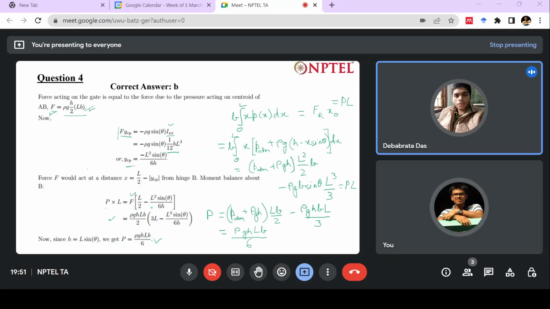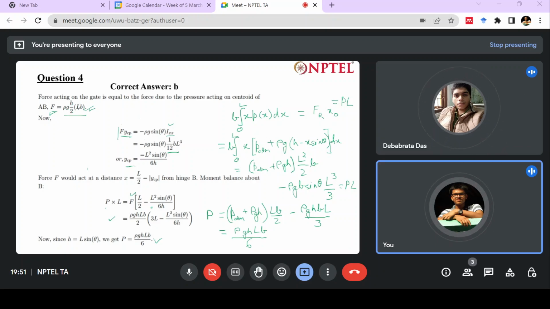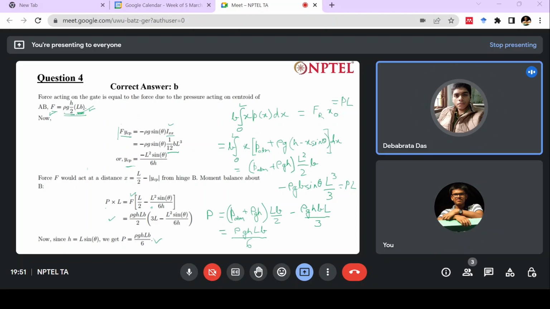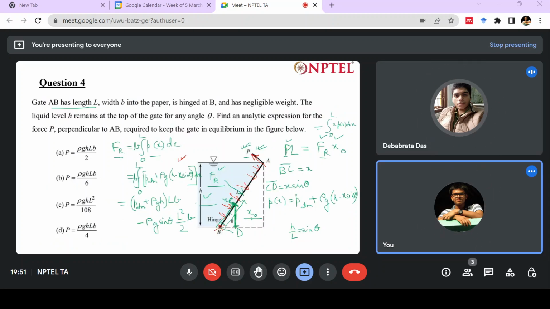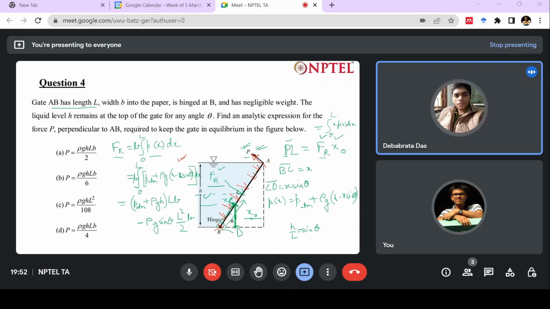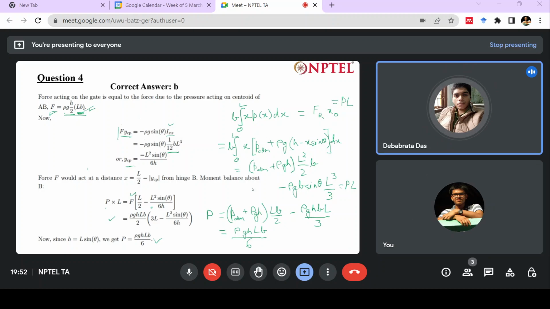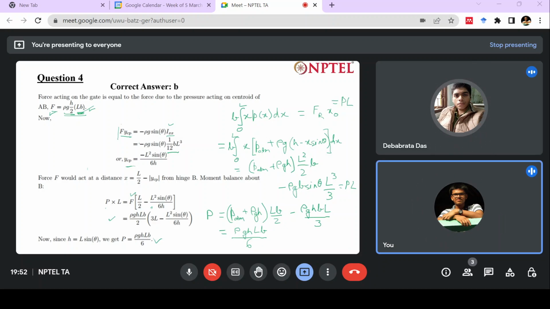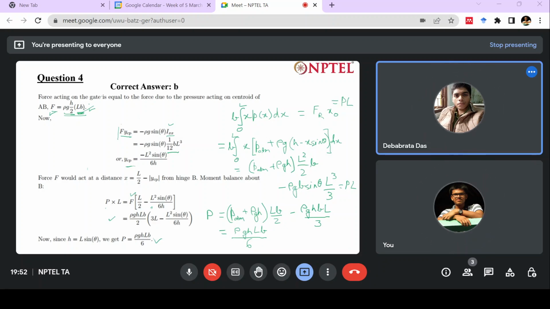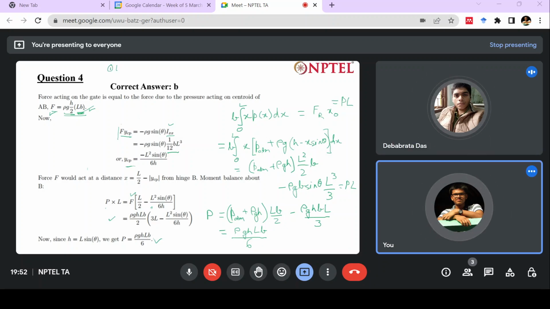So for force, they have used a formula: rho g h by 2 times lb. So lb is area, and rho g h by 2 is basically the pressure at this halfway point. You can use this formula if the pressure is varying linearly and you are measuring pressure at the centroid. There are many assumptions to using this. One, pressure varies linearly.